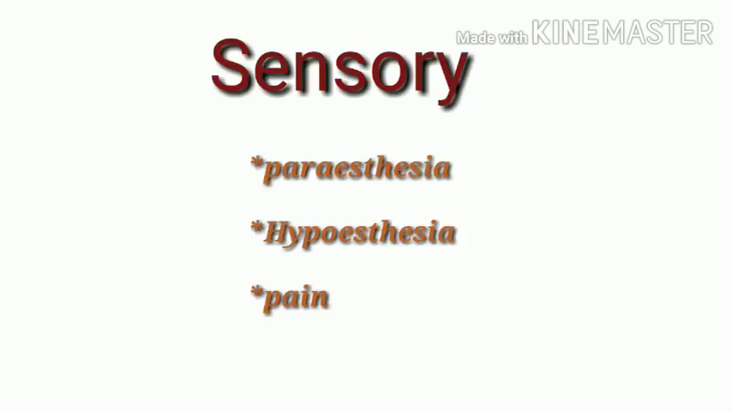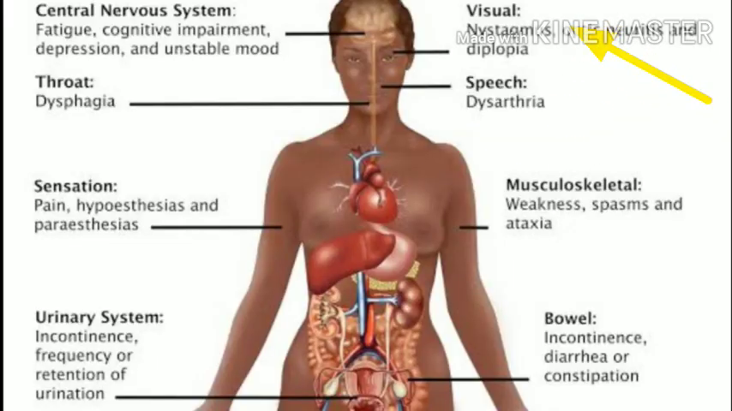The clinical features are sensory. In sensory, there will be paresthesia, hypoesthesia, and pain. This pain may occur anywhere in the body. Paresthesia is the tingling and prickling sensation in the body, and hypoesthesia is reduced sensation. Vision problems include blurred vision, diplopia, retro-orbital pain.